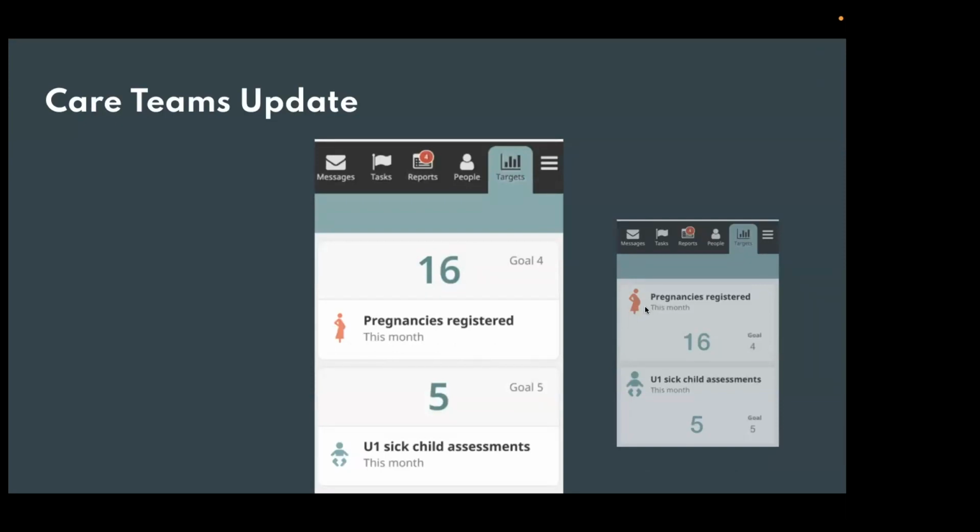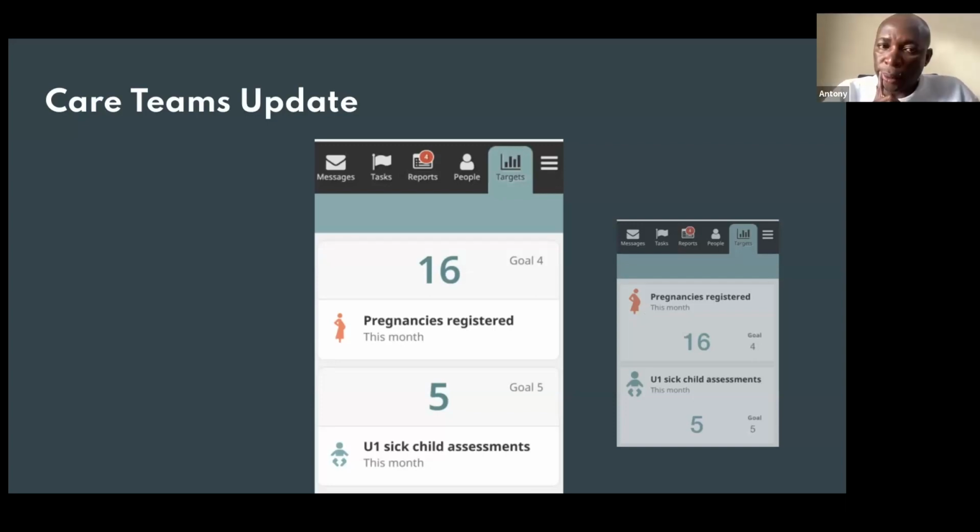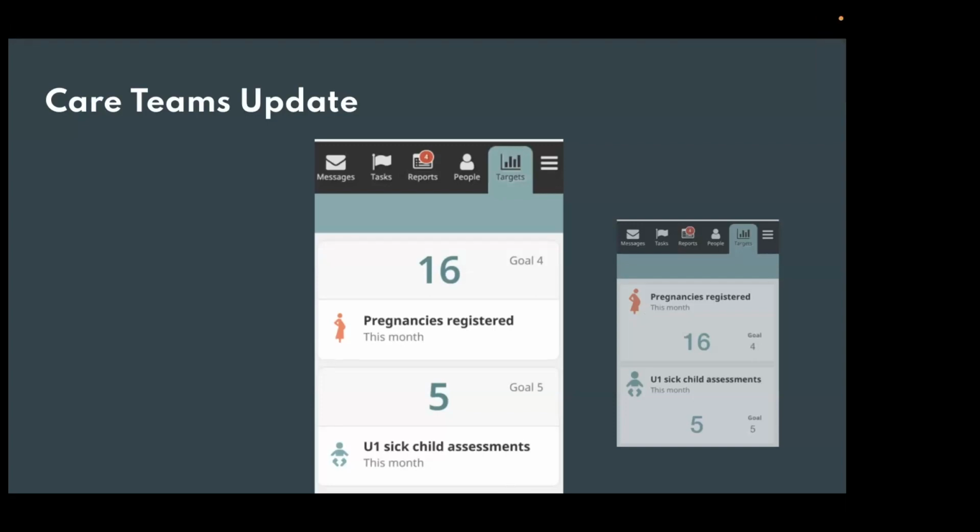May I ask a question to Leah? These goals in the performance tab, for example, pregnancy registered, the goal is 4, and under sick child assessment, the goal is 5. Who set these goals? And what informs the goal setting?